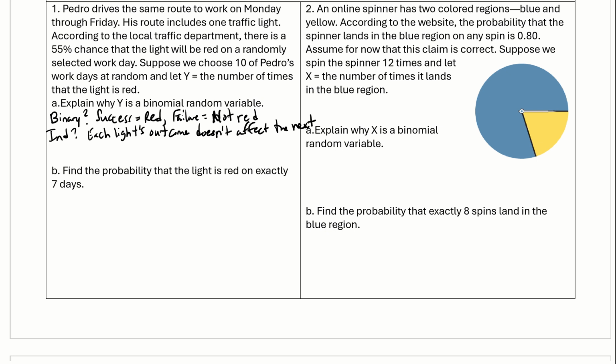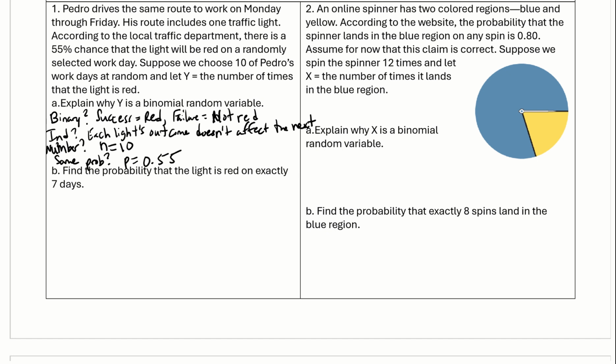So that's true. And then the number of trials, we have 10 work days. So fixed, right? So that's good. And then same probability, and the answer is yes. The probability is 0.55. Okay, so therefore it's a binomial random variable. So it satisfies all these.